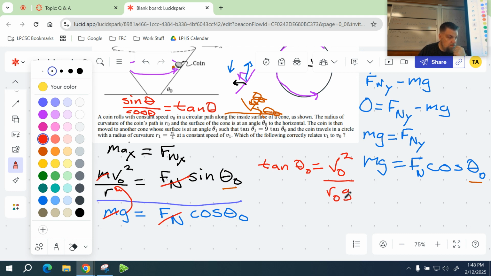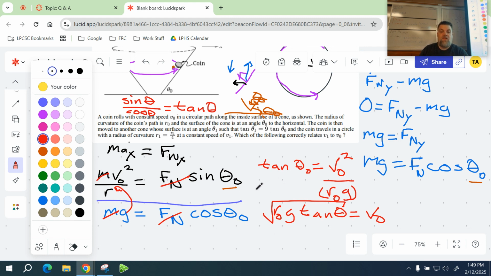Okay? So from there, I want to solve for v naught. The way that I do that is I'm going to multiply both sides by this, and then the next line I get r naught g times tangent of theta naught is equal to v naught squared, but then I'm going to take the square root of both sides. I've solved for the tangential velocity.